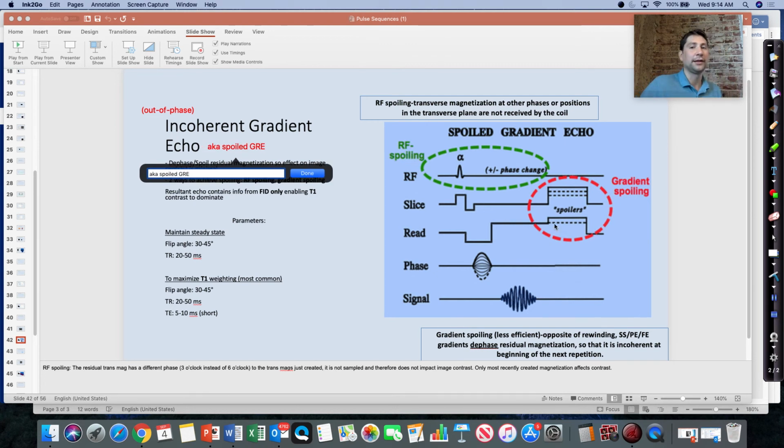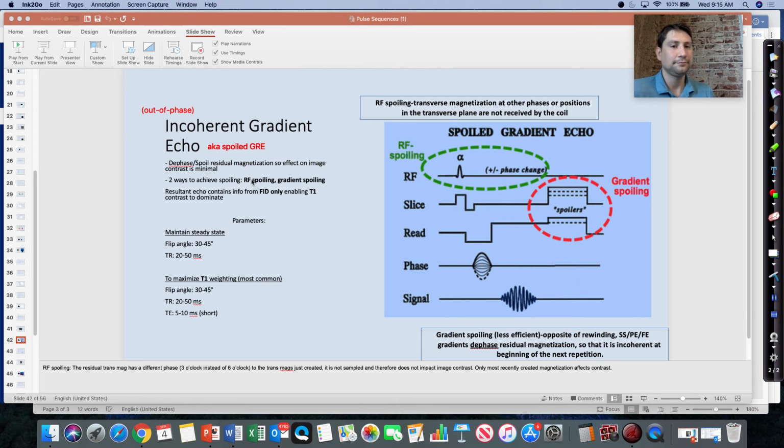Because we're using gradients on the slice select, frequency encoding, and phase encoding gradients to further decay that residual transverse magnetization. So we're spoiling that residual transverse magnetization. There's two ways to achieve spoiling, RF spoiling and gradient spoiling. Most of the time it is this gradient spoiling where we're using the different gradient axes to further decay that residual transverse magnetization, but sometimes you do RF spoiling.